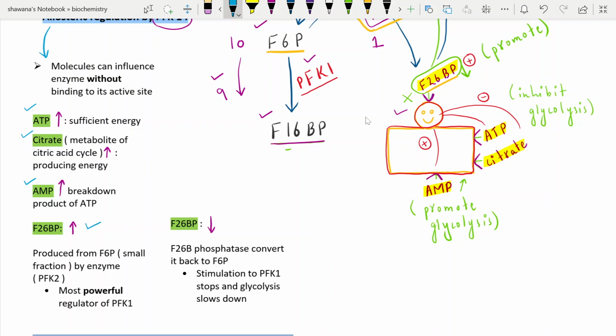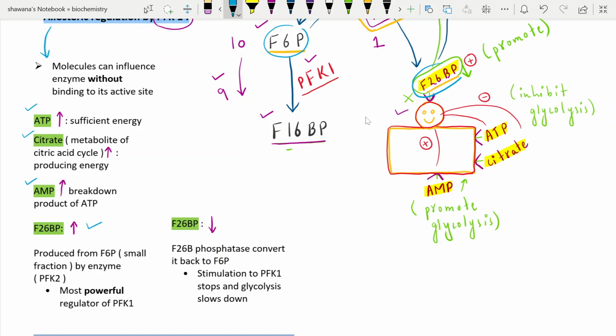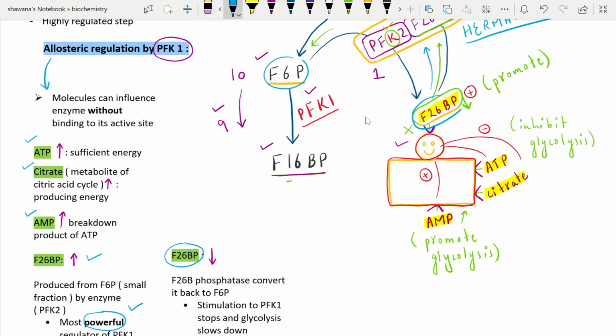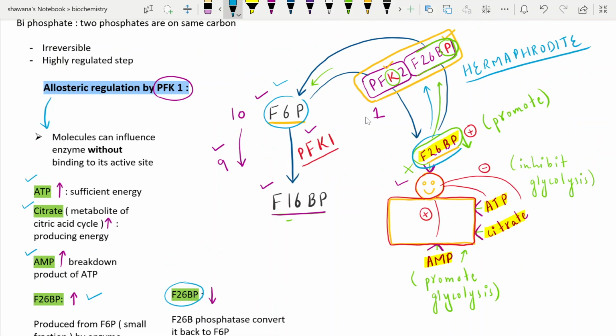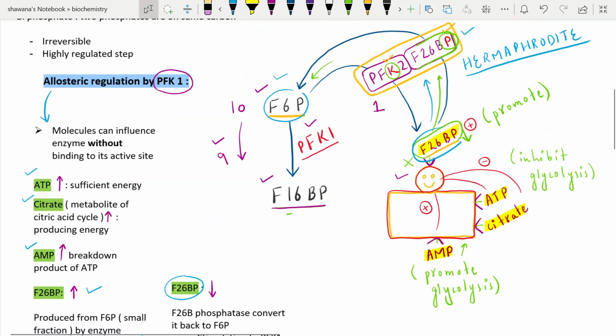When there is increased fructose 2,6-bisphosphate, it means that fructose 6-phosphate is converted into fructose 2,6-bisphosphate by the activity of PFK2, which is a kinase enzyme. It's a powerful regulator and it will promote glycolysis. But when fructose 2,6-bisphosphate is decreased, it means that it is converted back into fructose 6-phosphate by the action of the phosphatase enzyme. Its regulation on PFK1 will stop and glycolysis will be slowed down. I hope you understand this mechanism. It's a very important step of glycolysis in which allosteric regulation occurs through PFK1.